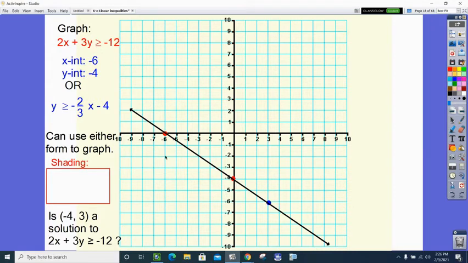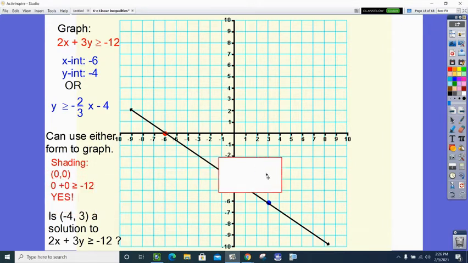So now the question is, is (-4, 3) a solution? If I didn't shade, I got to shade first. So I'm going to use my (0, 0). I plug it in, and 0 times x, 0 times 2 is 0. 0 times 3 is 0.